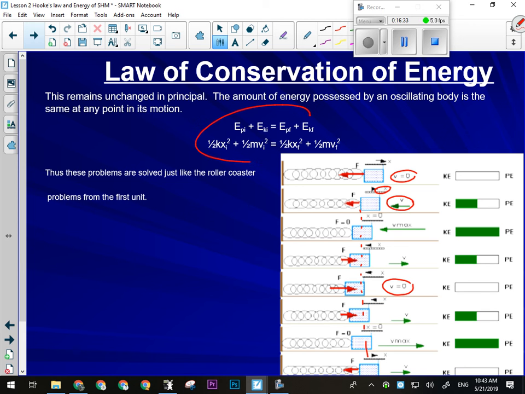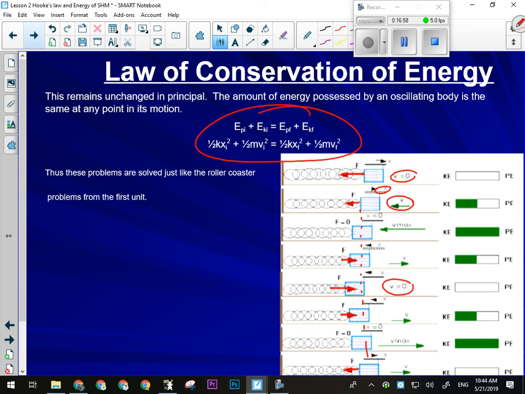So we see that this formula sets up very much like what we did with roller coasters, except instead of having m times g times h, we have 1/2 kx squared instead. So all we're doing is substituting in a different kind of potential energy instead of gravitational. The rest of it is exactly the same. You manipulate to find either x or v, and you'd go from there.